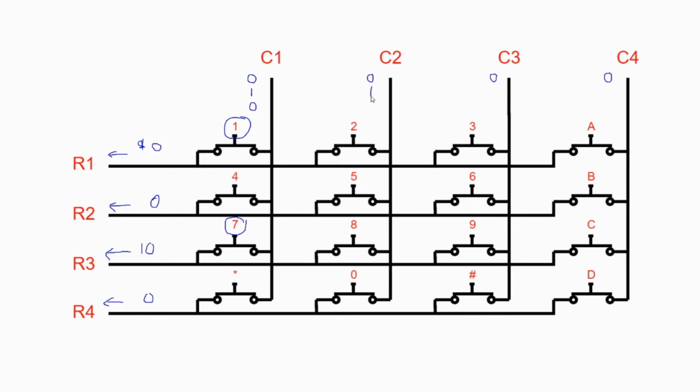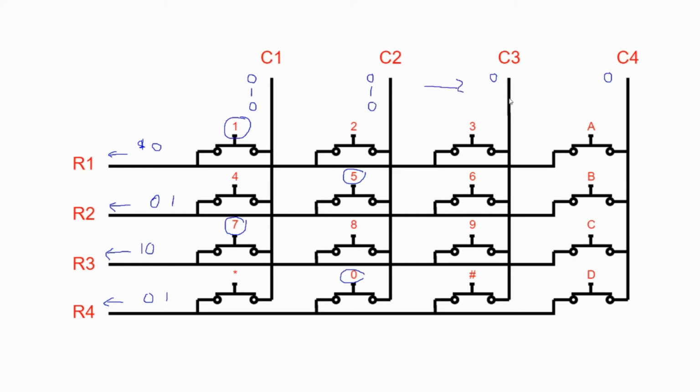Then it's going to move on to column 2. It's going to bring it to 1, then it's going to read row 1, row 2, row 3, row 4. If, let's say, row 2 has it, it would be 5, because 5 is in the column and row that match. If row 4 has it, that means 0 is pressed. And again, if they don't have any, it's going to bring it back to 0.